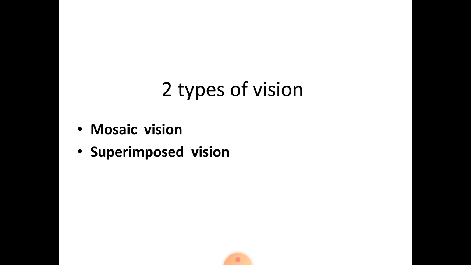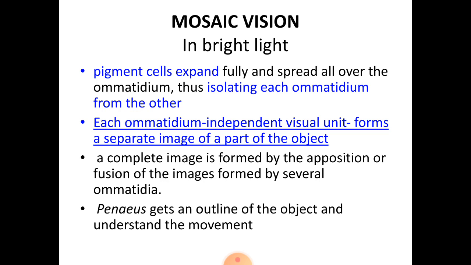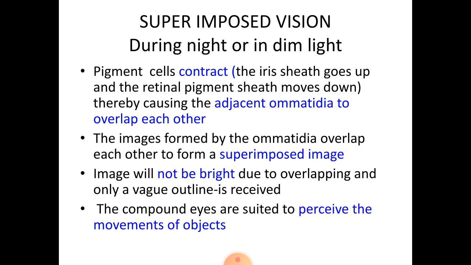There are two types of vision: mosaic vision and superimposed vision. The mosaic vision is in bright light. The pigment cells expand fully and spread all over the ommatidium, thus isolating each ommatidium from the others. And this ommatidium acts as an independent visual unit and forms a separate image of a part of an object. So a complete image is formed by the apposition or fusion of the images formed by several ommatidia. So the prawn gets an outline of the object and understands the movement.